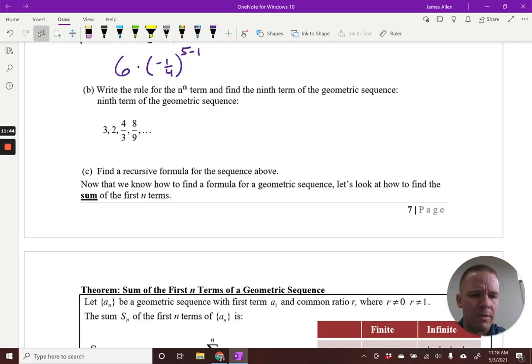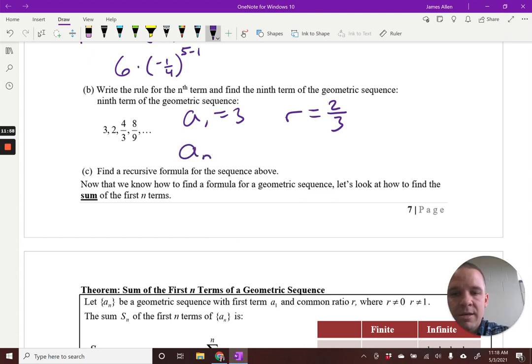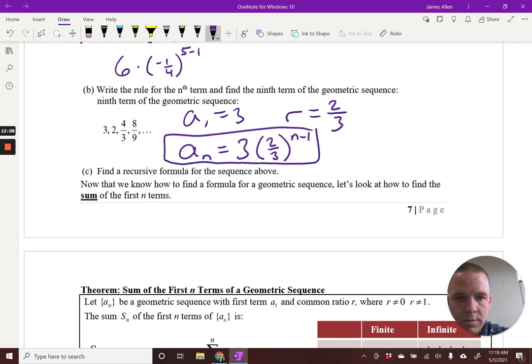So how do I find my common ratio? Remember, I can take one term and divide it by the previous. I think 2 divided by 3 would be the easiest, right? So I got a sub 1 is equal to 3. R is going to be 2 over 3. Done. Okay, I got that. Easy money. And then I've got a sub n is equal to 3 times my common ratio raised to the n minus 1. So there's, boom, the rule for the nth term, right?